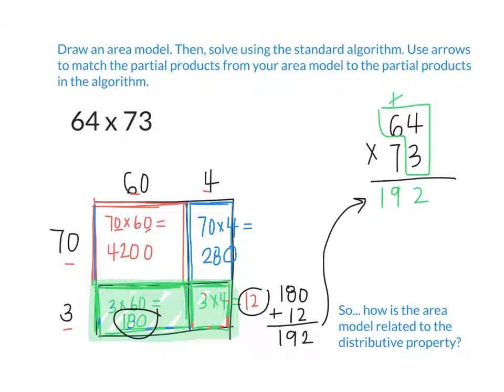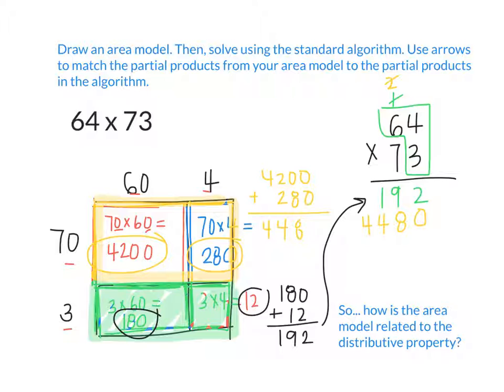Now that I'm done with the ones, I need to put a placeholder 0, right? What's 7 times 4? 28, okay. What's 7 times 6? 42. Plus 2. 44. So what's that partial product? 4,480. Oh, okay, well let's see. Didn't I do 64 times 70 to get that? And this top right here is 64 times 70. So if I add up my partial products of this top part, the total area of that top part is 4,200 plus 280, which is 4,480. So draw an arrow, there's that partial product.